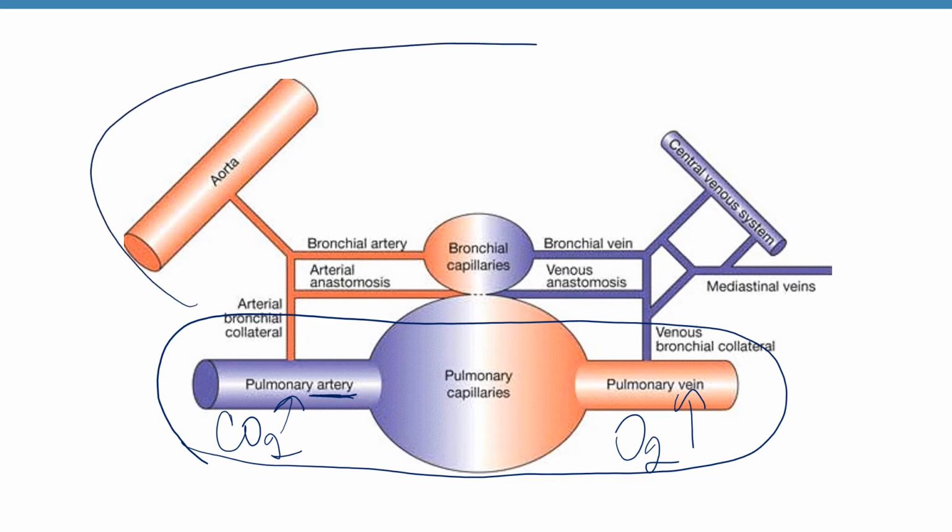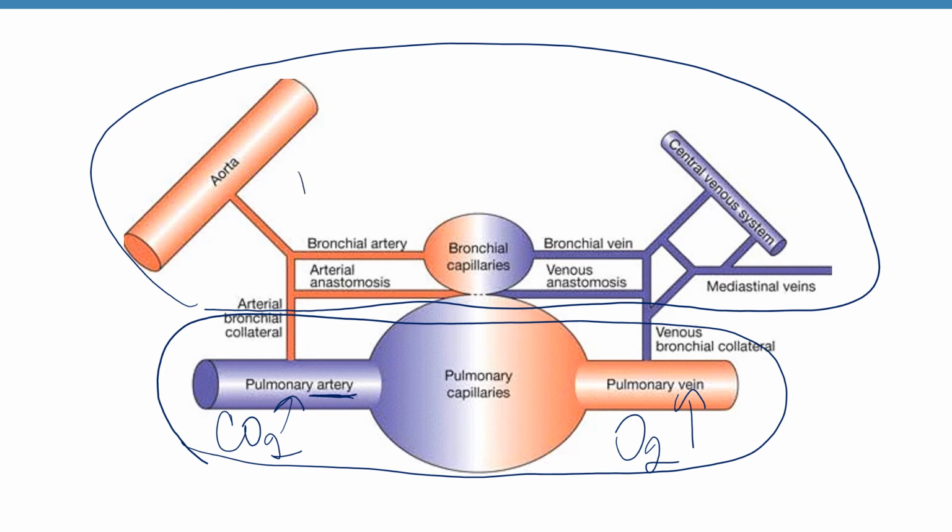But you can see this part of the circulation, that's the systemic circulation. And in the arteries, we have oxygen-rich blood, and in the veins, we have blood rich in carbon dioxide, right? So there's two circulations to the lungs, pulmonary and part of the systemic as well.